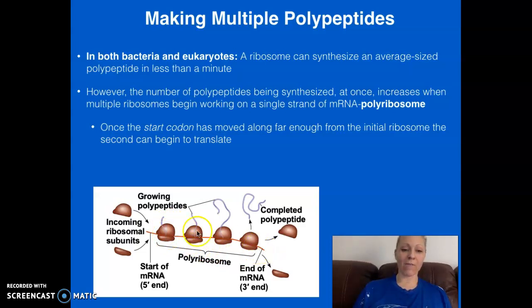So you're going to have a protein being released here, a protein being released here, a protein being released here. This is called a polyribosome. So you can see multiple ribosomes attached to this one mRNA strand. And so this is going to help to express a trait more quickly. And this is gene expression.